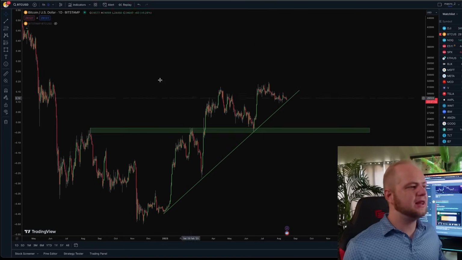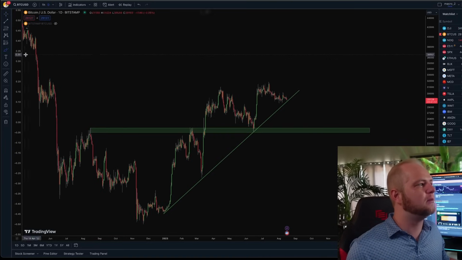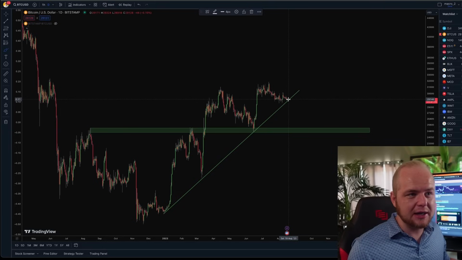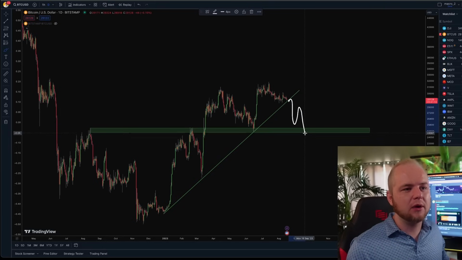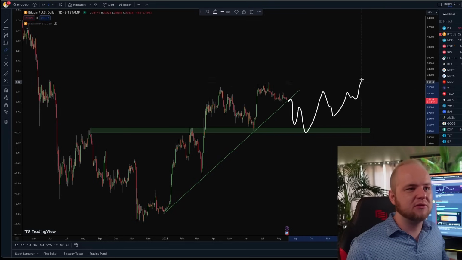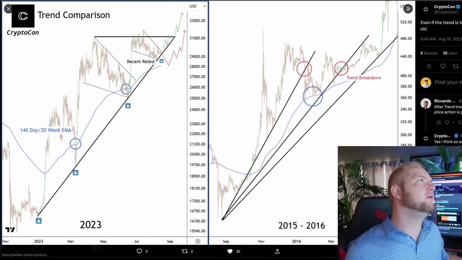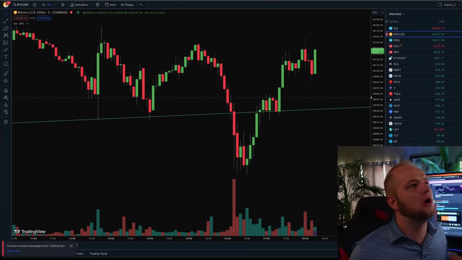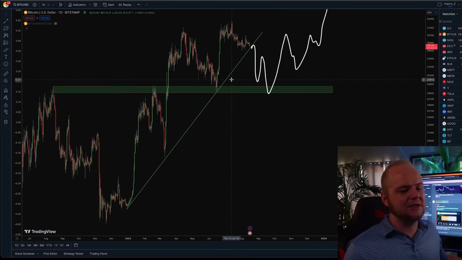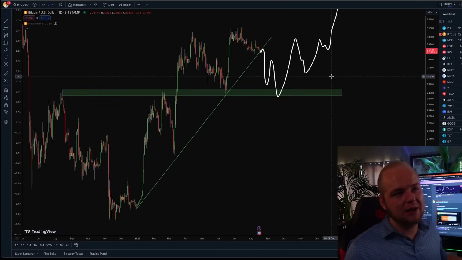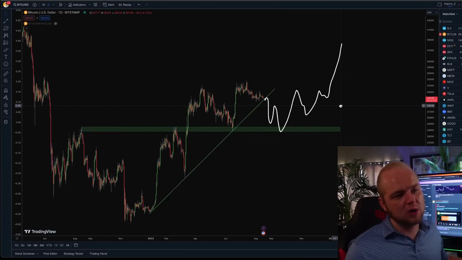And so I think that I am also leaning more towards the idea that if we do break down, we would end up finding support and just creating like a sideways range before going up again, something like this. Though I don't know if the recovery would be so swift. It might take a little longer than that. We might actually see some sideways action going into the end of the year, or maybe going up into 2024.